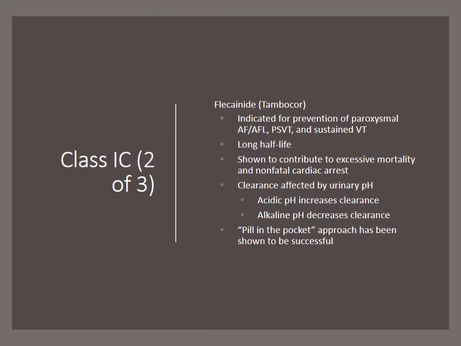Class 1C includes Tambacor. This is indicated for the prevention of paroxysmal atrial fibrillation and paroxysmal supraventricular tach and sustained VTach. It has a long half-life and is shown to contribute to excessive mortality and non-fatal cardiac arrest. It's cleared in the kidneys by urinary pH. An acidic pH increases clearance. An alkaline pH decreases clearance.